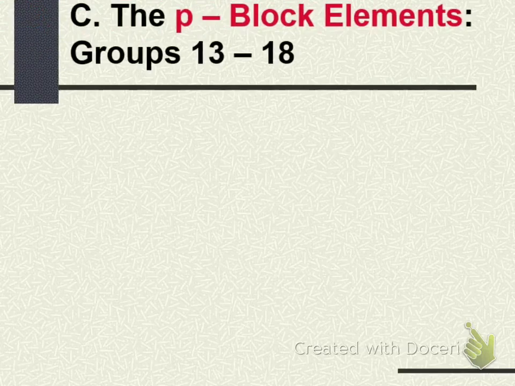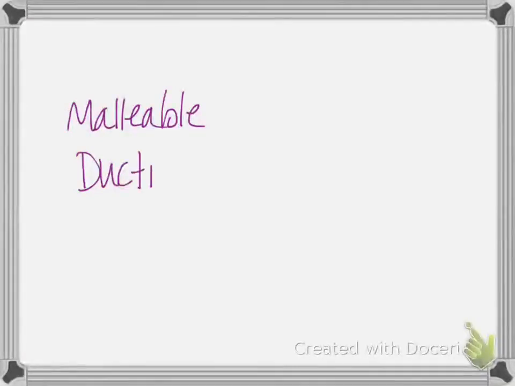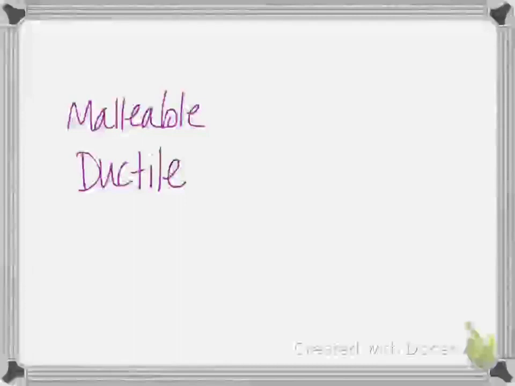So your transition metals, looks like we left out a slide back there, so let's go back to that. The transition metals have your classic metallic properties. They are malleable, which means you can hammer them into sheets. They are ductile, which means you can pull them into a thin wire.